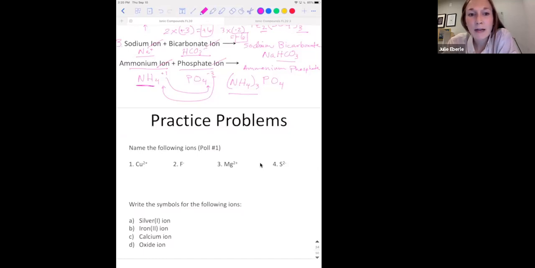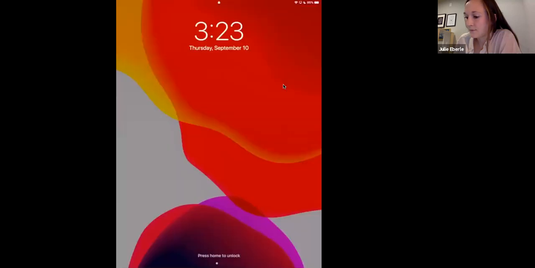Name the following ion, S with a -2 charge. This is sulfur, but as an anion, how do we name anions? We put the ide. So it should be the sulfide ion, not the sulfur ion, not sulfate. Definitely not sulfite. So if you picked sulfate or sulfite, you need to go revisit your polyatomics. Okay. Sulfide ion is correct there. All right, that's the first poll. Let's continue.